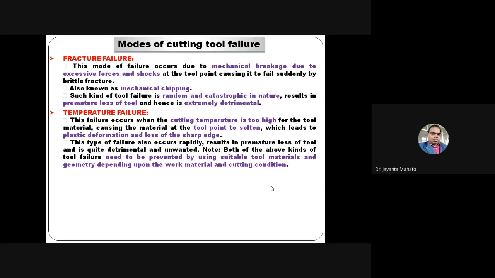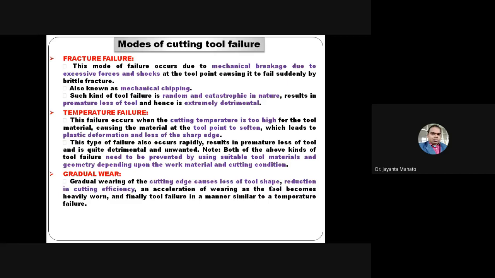Okay, to minimize the cutting temperature. Okay. Now another tool wear is gradual wear. So this wear actually means this is a general phenomenon of a cutting tool. This type of gradual wear of the cutting tool will occur.